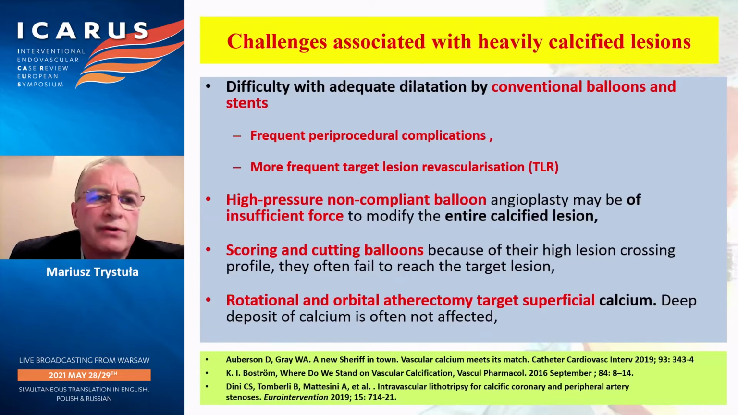Difficulty in treating severe lesions with balloon angioplasty, without and with stent, is connected with frequent peri-procedural complications and more frequent target lesion revascularization. In turn, high-pressure non-compliant balloon angioplasty may be of insufficient force to modify the entire calcified lesion. Scoring and cutting balloons often fail to reach the calcified target lesion. Rotational and orbital atherectomy target superficially calcified plaque only.